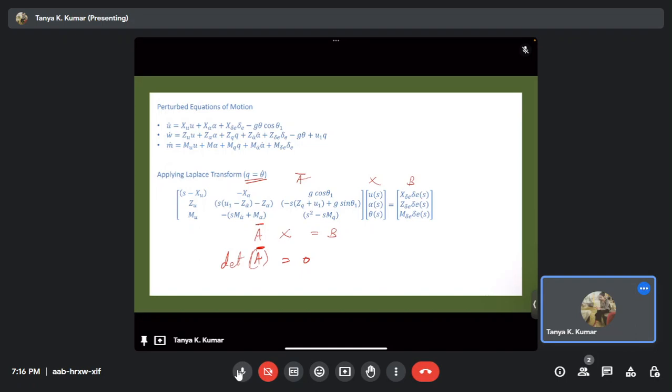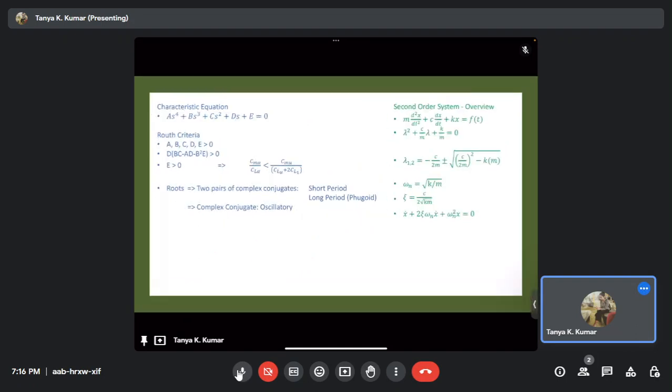When you write its characteristic equation, you have its coefficients capital A, B, C, D, and E. Now, in order to ensure stability of the states of this equation, there are some criteria. The first criterion is that all of these coefficients must be positive. Then you have something known as a Routh table, which Sarah discussed extensively. From the Routh table you get the second and third criteria. The third criterion gives you some conditions in terms of Cm alpha, Cmu, Cl alpha. That's the relation that should be maintained for stability.